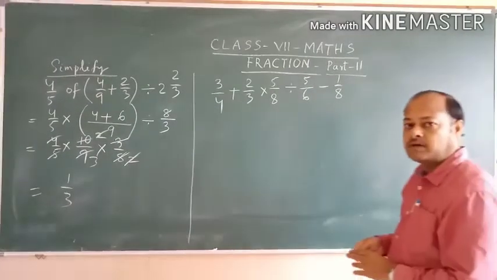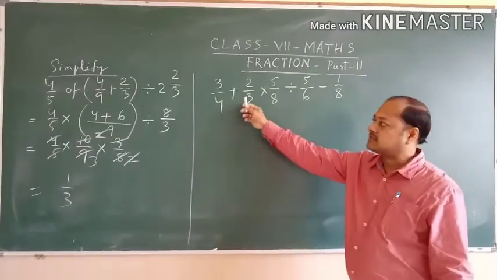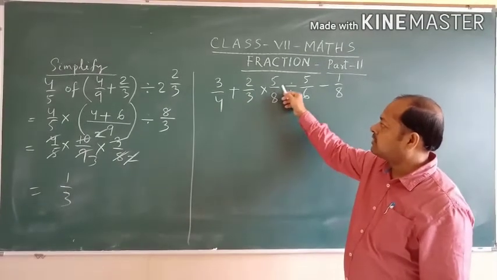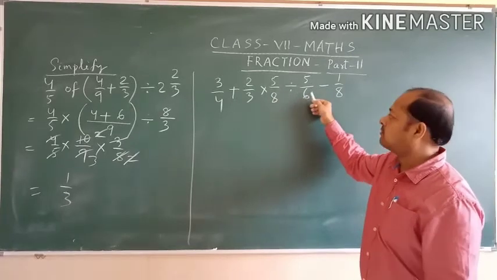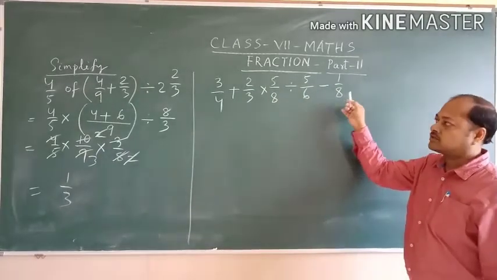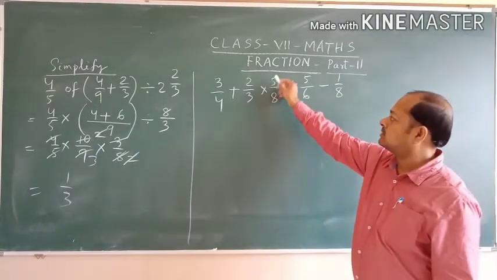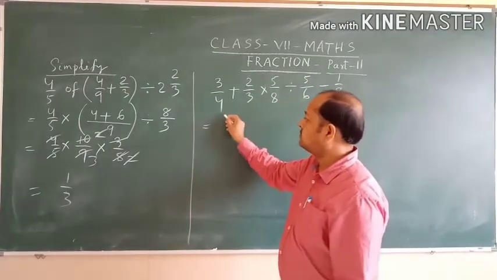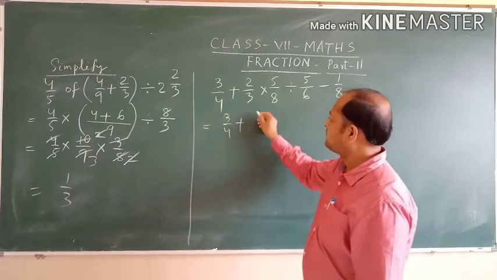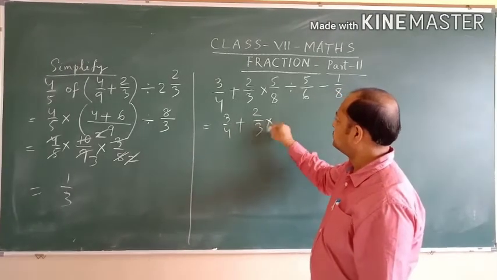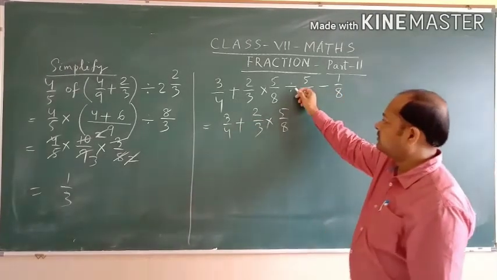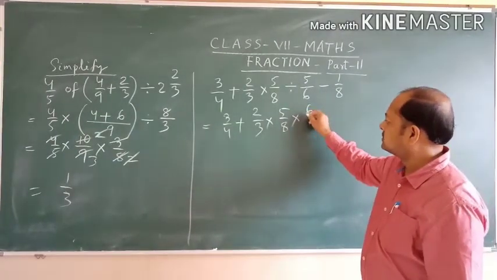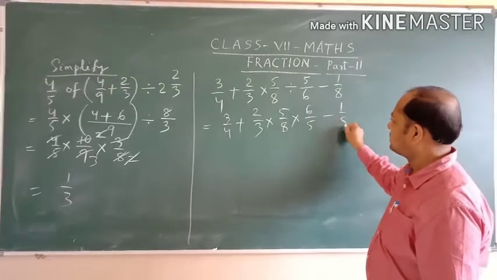Now let's solve one more question. The question says simplify 3 upon 4 plus 2 upon 3 into 5 upon 8 divided by 5 upon 6 minus 1 upon 8. According to the BODMAS rule, we will solve the divide part first. So division first: 3 upon 4 plus 2 upon 3 into 5 upon 8. Since division is there, make it a reciprocal. Then it will be into 6 upon 5 minus 1 upon 8.